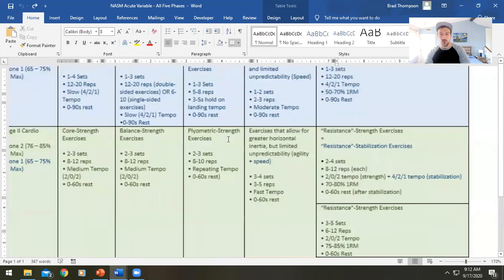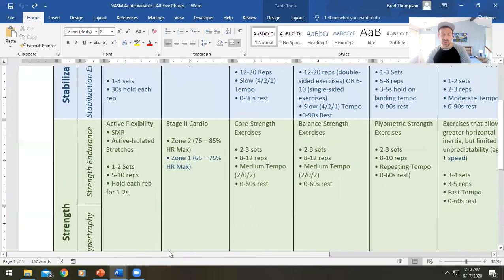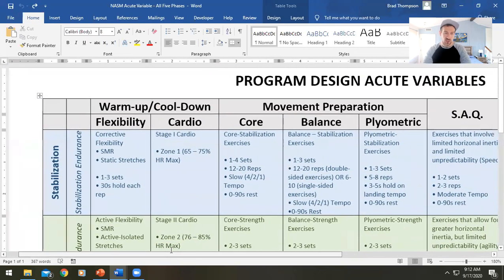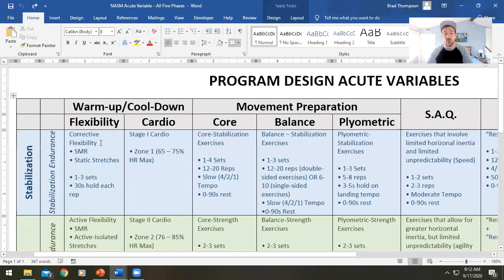So if I zoom in here, if you've got a client in stabilization, for your warm-up, you are going to focus on our category, which is corrective flexibility. And corrective flexibility is going to consist of foam rolling or some type of SMR. You know, it could be a tiger tail, doesn't have to be a foam roller. And static stretches, long duration, slow stretches.